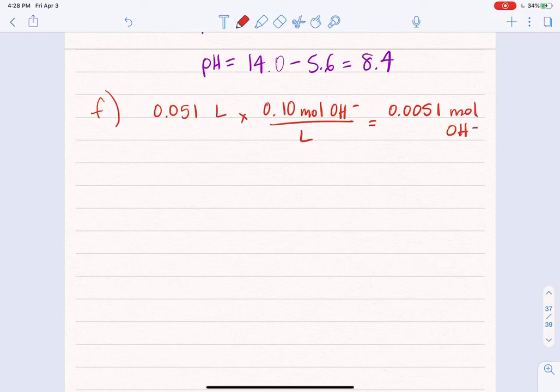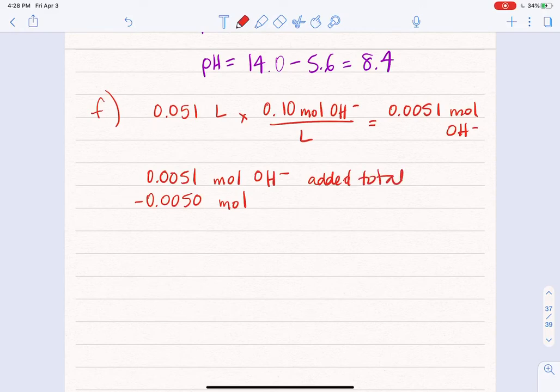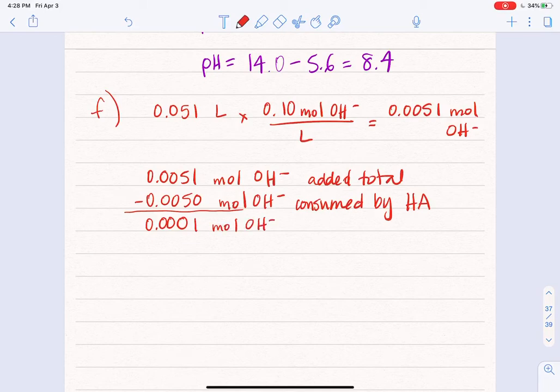Now remember, out of those 0.0051 moles of hydroxide, 0.0050 of them were consumed. So this is what I've added total. And the majority of them were consumed by the benzoic acid in the acid-base reaction. HA plus OH minus gives water plus A minus. So that leaves an excess of 0.0001 moles of hydroxide. These are going to be what's in excess.